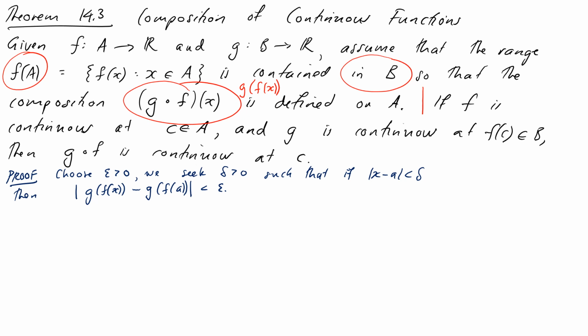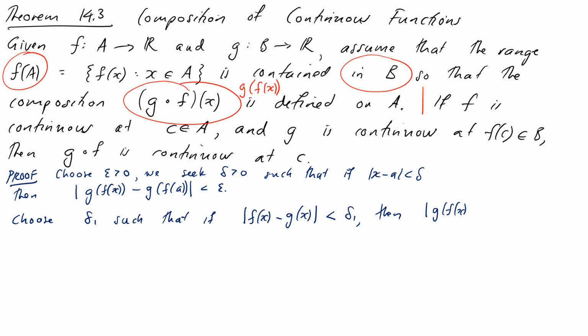Okay, so how are we going to go about doing this? Well, again, it's not actually that tricky, because we can control how big the things are at each step, because we have that both of these functions are continuous. So we're going to first choose a delta 1, such that if absolute value of f of x minus g of x is less than delta 1, then the absolute value of g of f of x minus g of f of a is less than epsilon.